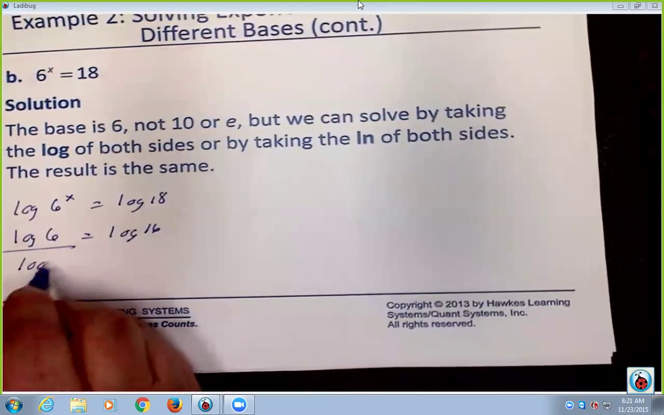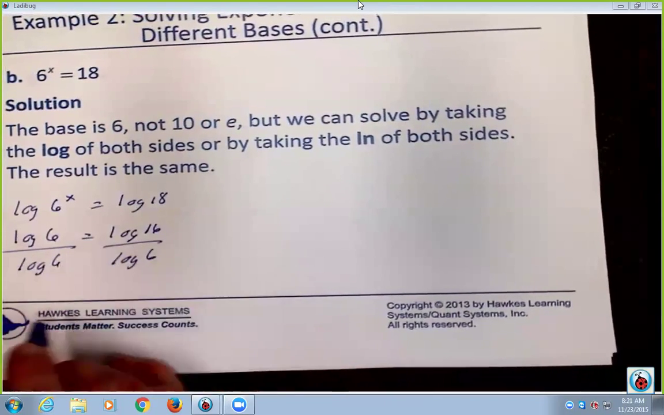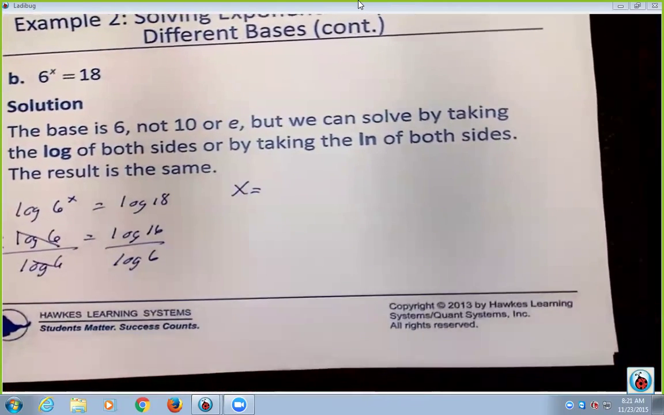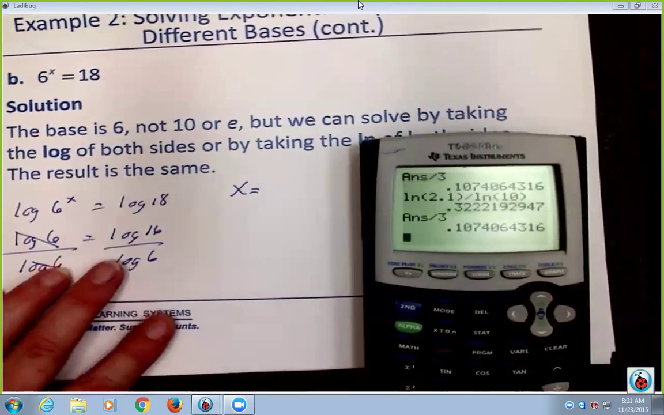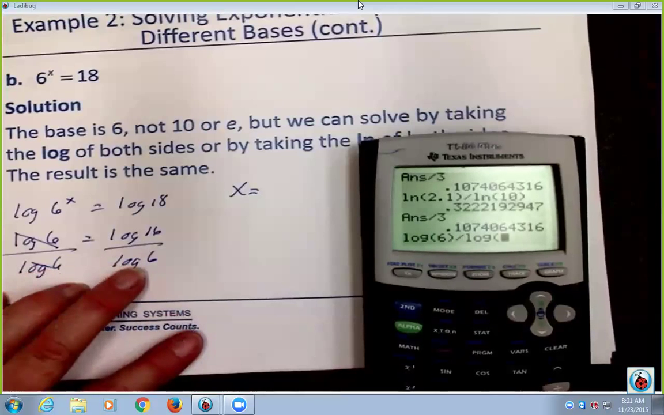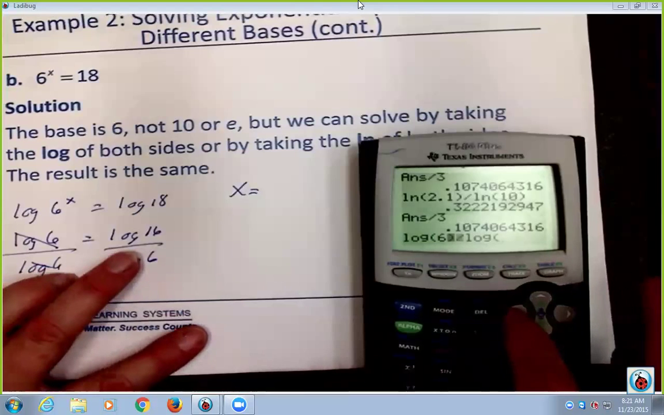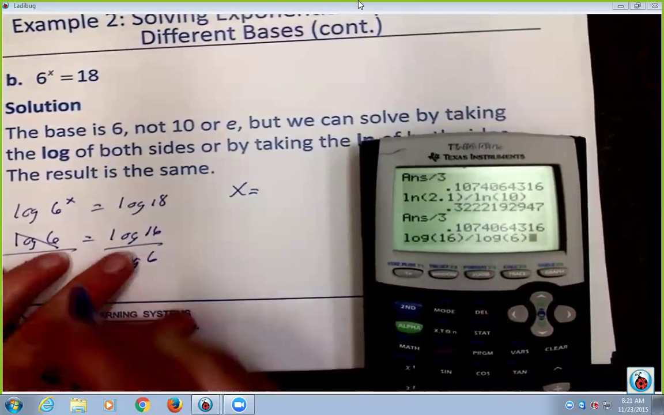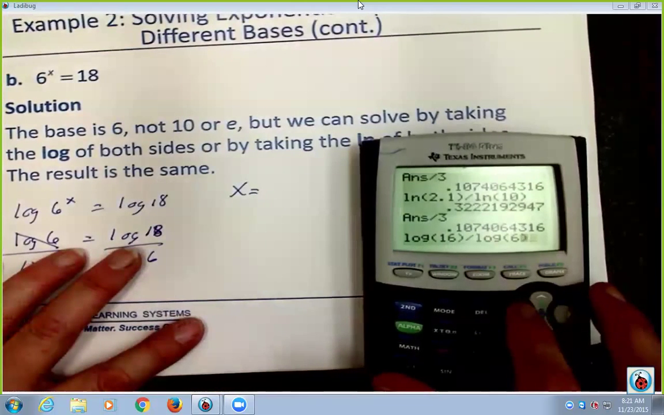Divide by log 6. And these cancel. So we're going to find out x is equal to log 6 divided by log 16. I get my 16 in there. Divided by log 6. Is it 18? Oh, it is 18. Thank you. Well, I'm going to go back and fix that then.